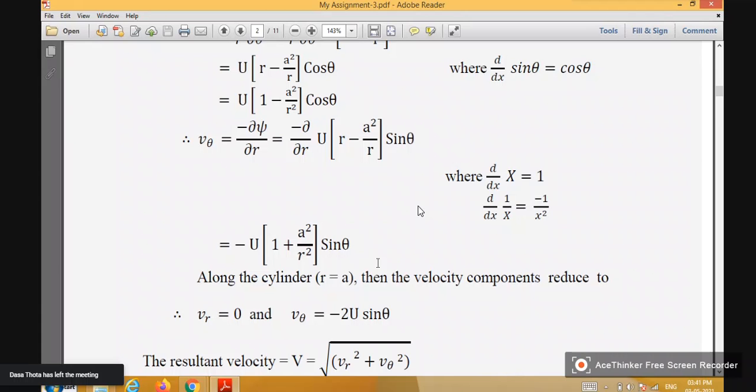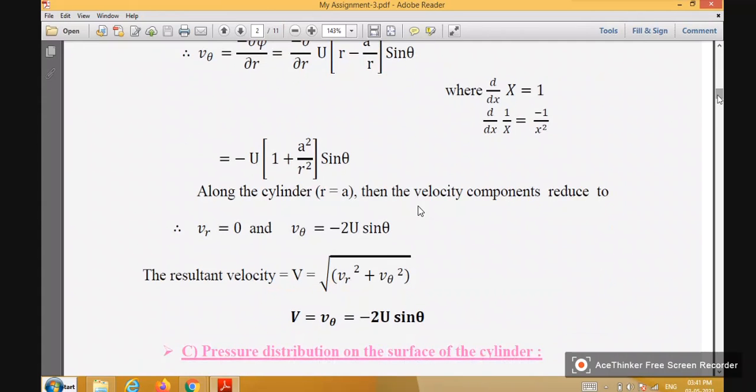Number 6, you can continue. When r is equal to a, then both components are reduced to VR equal to 0. Then radial velocity is equal to 0.